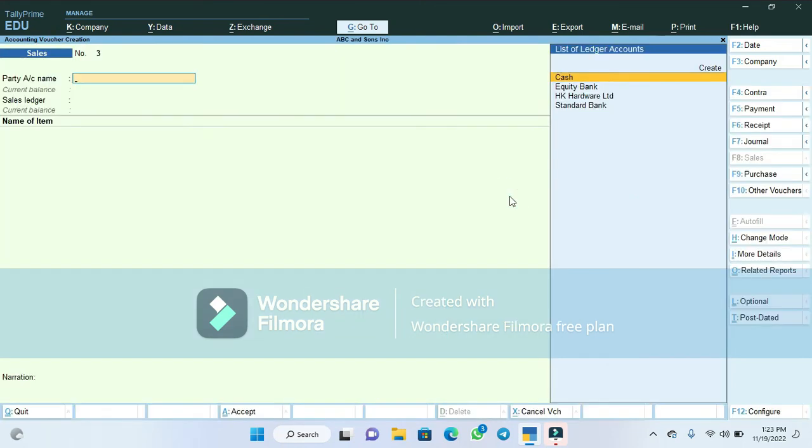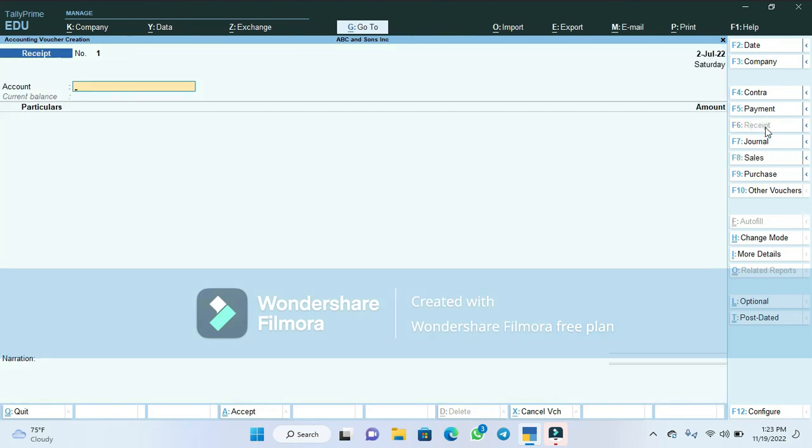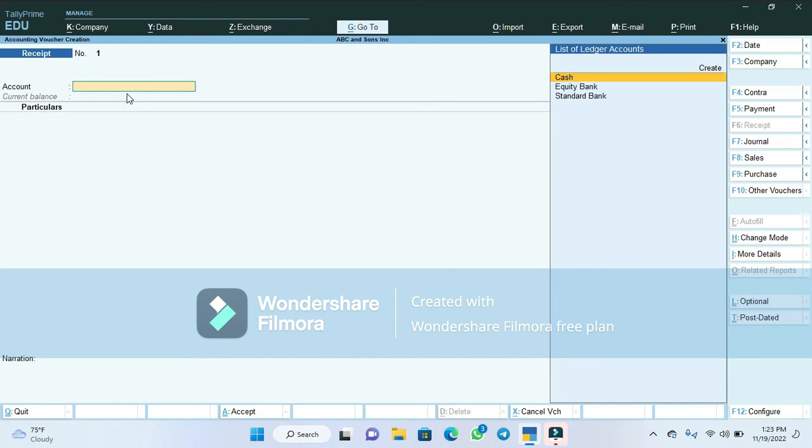Go back to accounting vouchers and go to receipt. Remember I said this receipt, F6, is the general receipt, and the general receipt acknowledges receipt of cash from an accounts receivable. So we'll come here and type the account which is receiving the cash. Are you receiving it as cash at hand in the business, or are you receiving via bank? They normally pay cash or via bank.